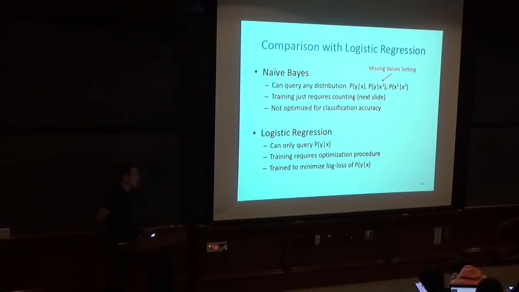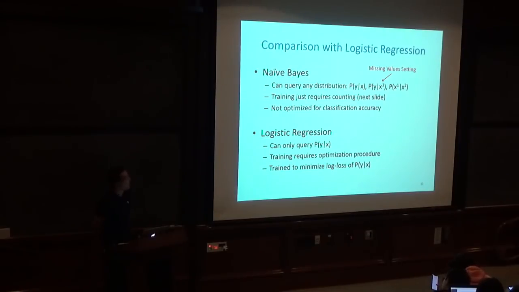Okay, so the model that we learned in class so far to predict p of y given x is logistic regression. And so it's natural to, at least at a high level, think about what are the similarities and, more importantly, differences between naive Bayes and logistic regression. Naive Bayes can query any distribution: p of y given x, p of y given only a subset of x, p of x1 given x2. It learned the full joint distribution under the naive Bayes assumption, and so you can use it to query for any distribution.